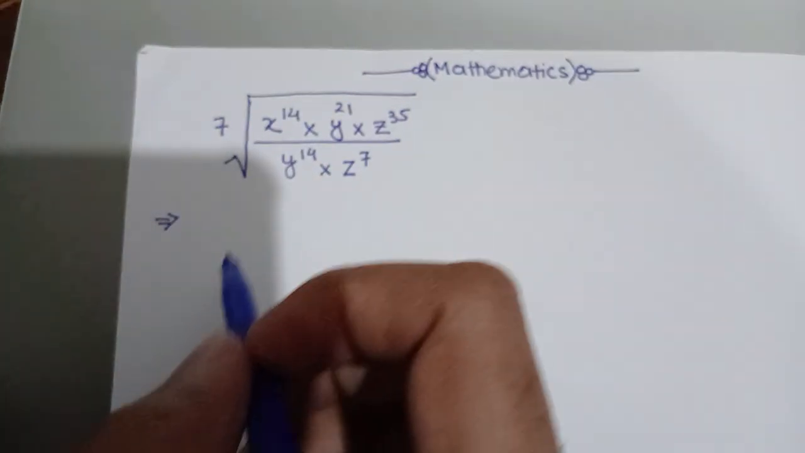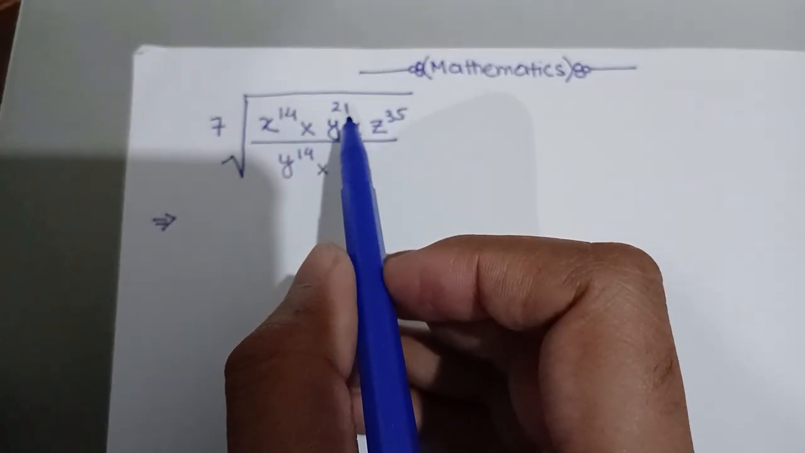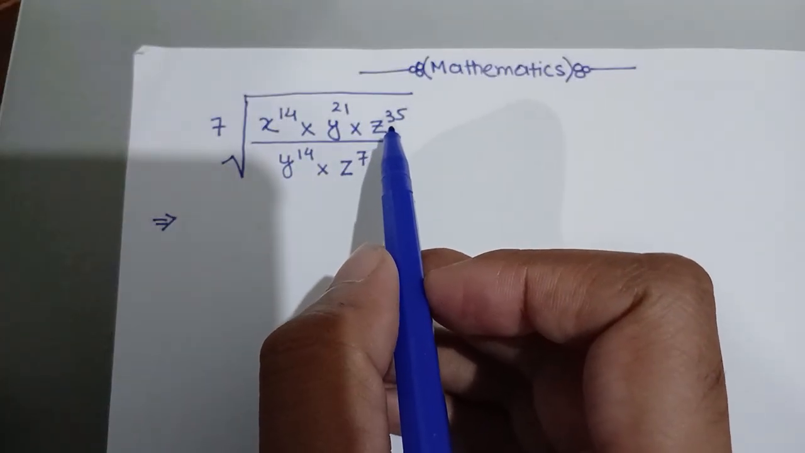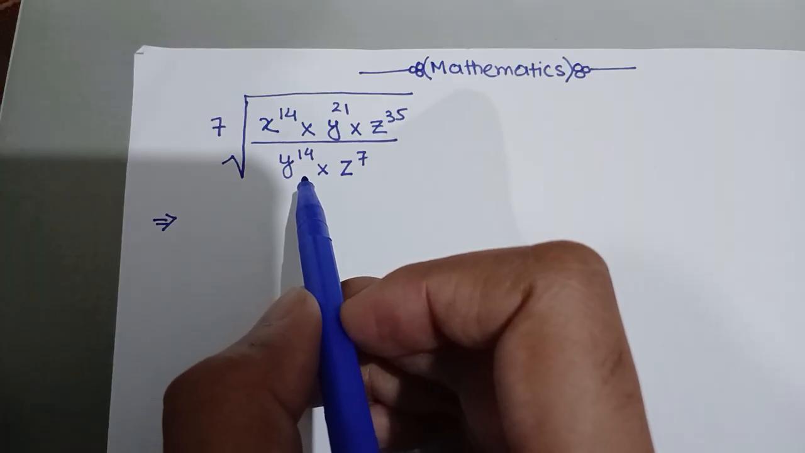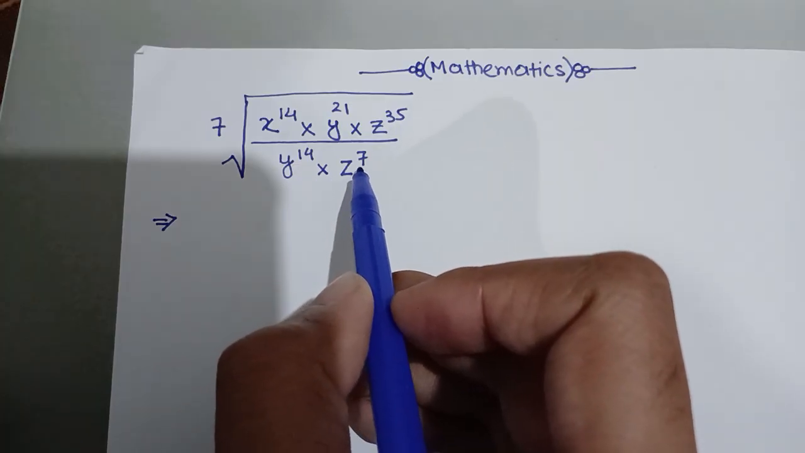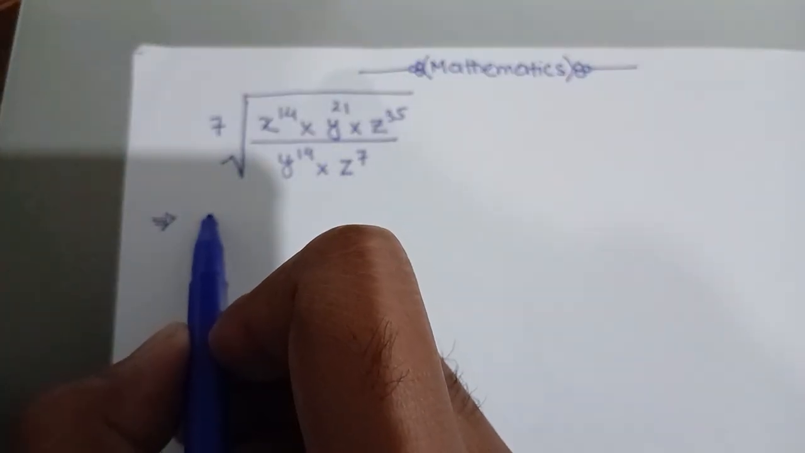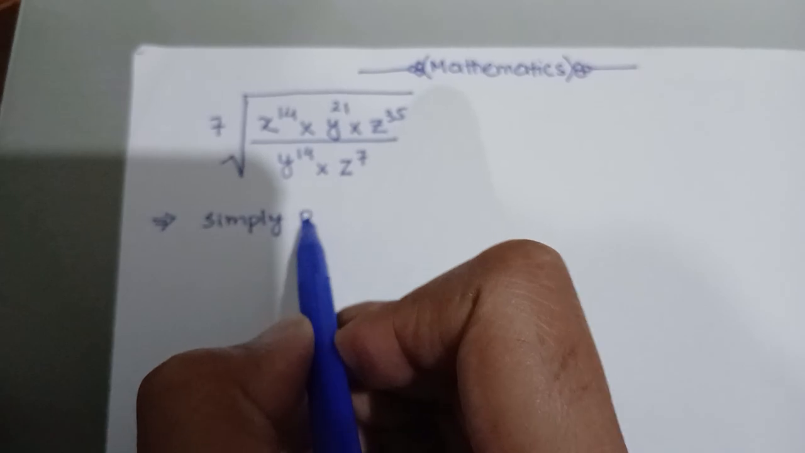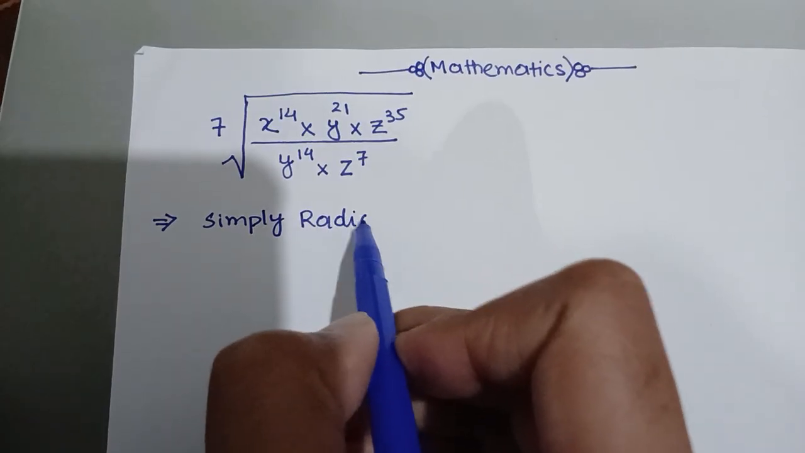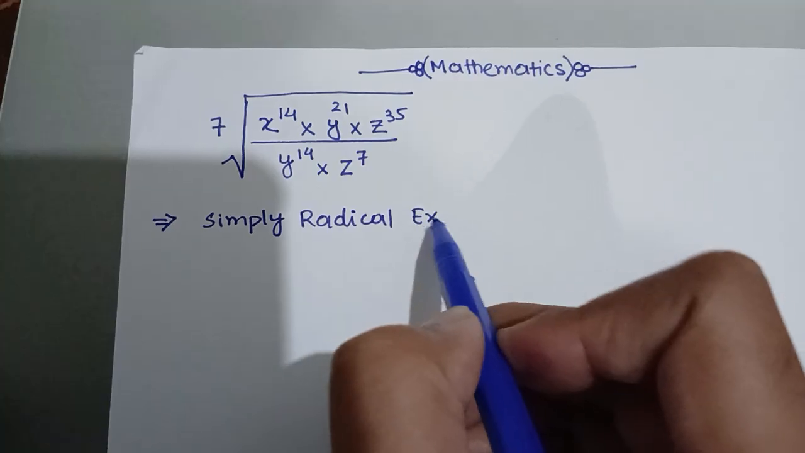First of all, we have x raised to the power 14, y raised to the power 21 and z raised to the power 35, divided by y raised to the power 14 multiplied by z raised to the power 7. So how can we simplify expressions having radical signs?